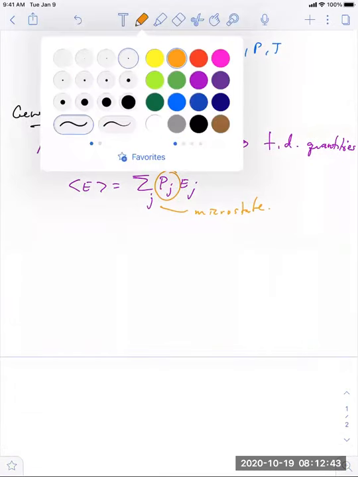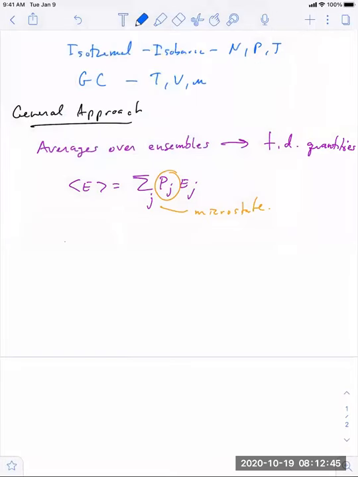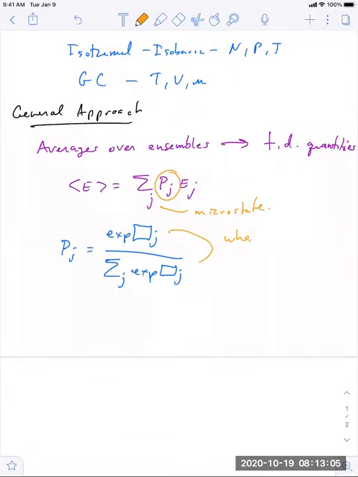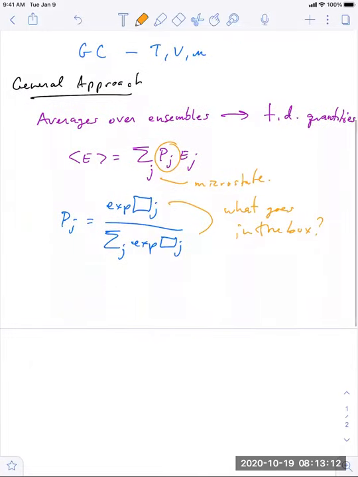So kind of what we worked up last time was that we could say the probability of being in microstate J is related to the exponential of something related to microstate J divided by the sum over all microstates of that same exponential. So then does anybody remember what goes in this box? Kind of generally, no matter what ensemble we're in, does anyone recall what goes in there?